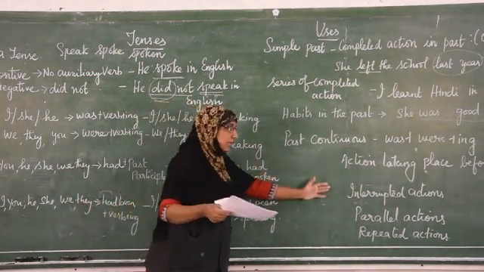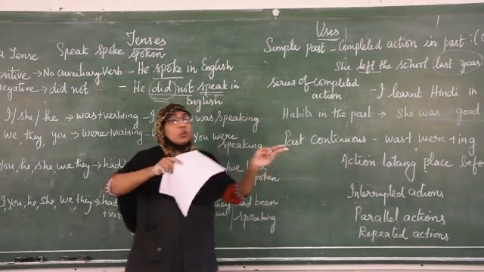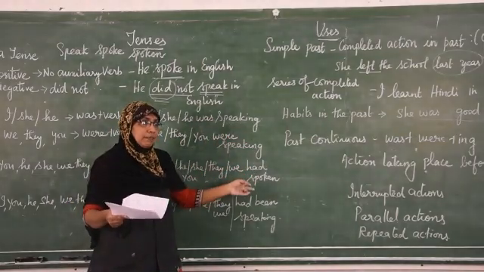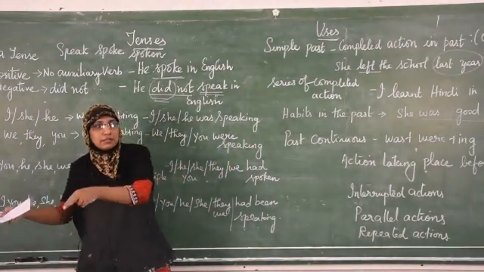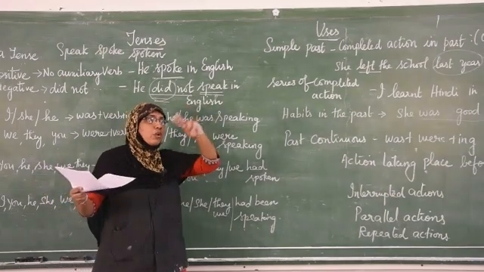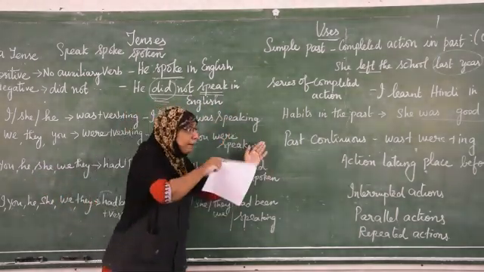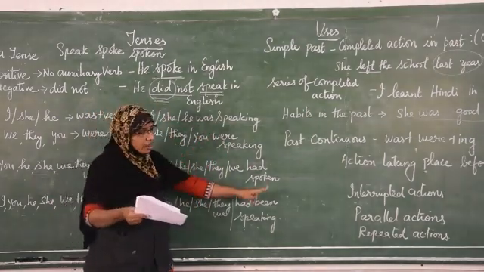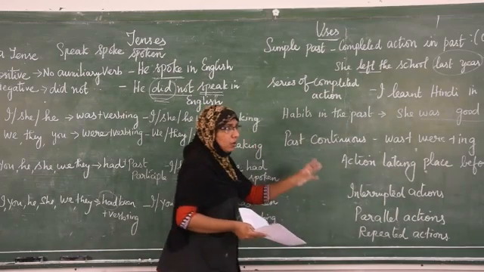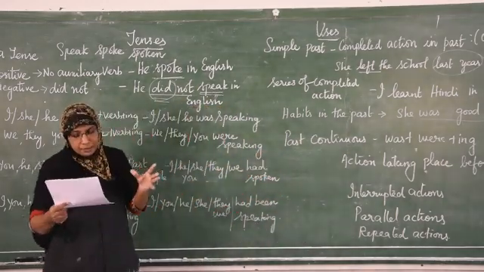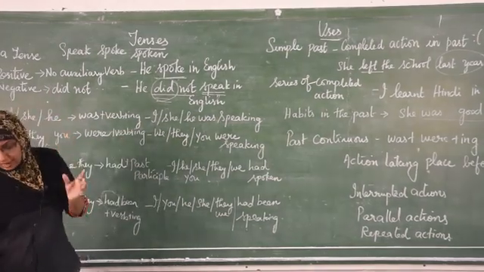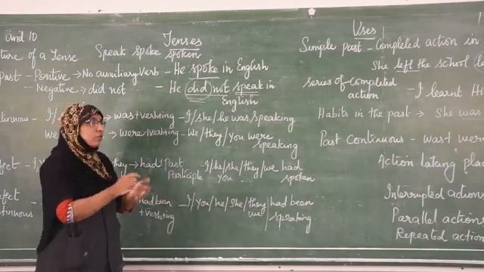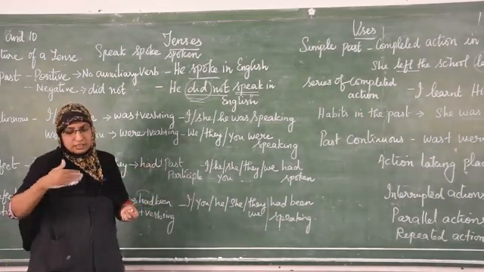Clear? So that means what? Interrupted actions. Parallel actions: two actions were going on in the past simultaneously. While I was cooking, my sister was sleeping. Which were the two actions going on at the same time in the past? Parallel actions means the two actions continuing in the past at the same time. Repeated action: for example, my last roommate was always leaving dirty dishes in the sink. So that means what? Always repeating actions in the past.